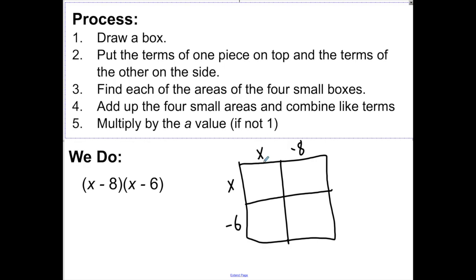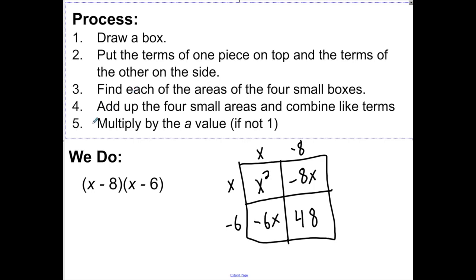We do the interior. So x times x will be x squared. -8 times x will be -8x. X times -6 will be -6x. And -8 times -6 will be positive 48. So we have these all done. What are we going to do now?